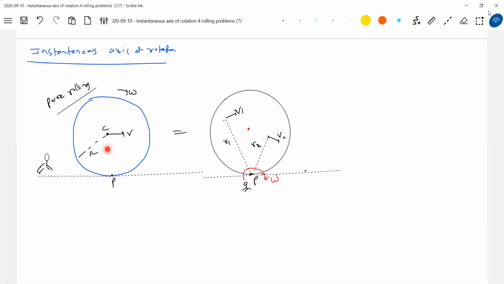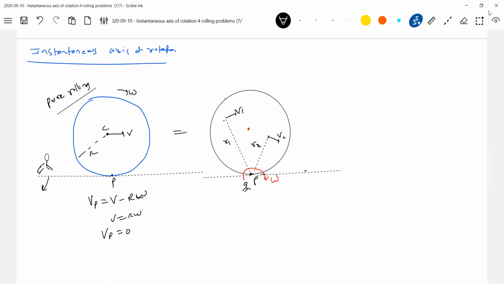If you stand on the ground, you see all points are rotating about the center of mass, and the center of mass is moving. With angular velocity omega, they're rotating about the center of mass. If you come and stand exactly here, what is this P now? Instantaneous center. What is the velocity of point P? For pure rolling, that's all. This person says the velocity of point P at that instant is 0.